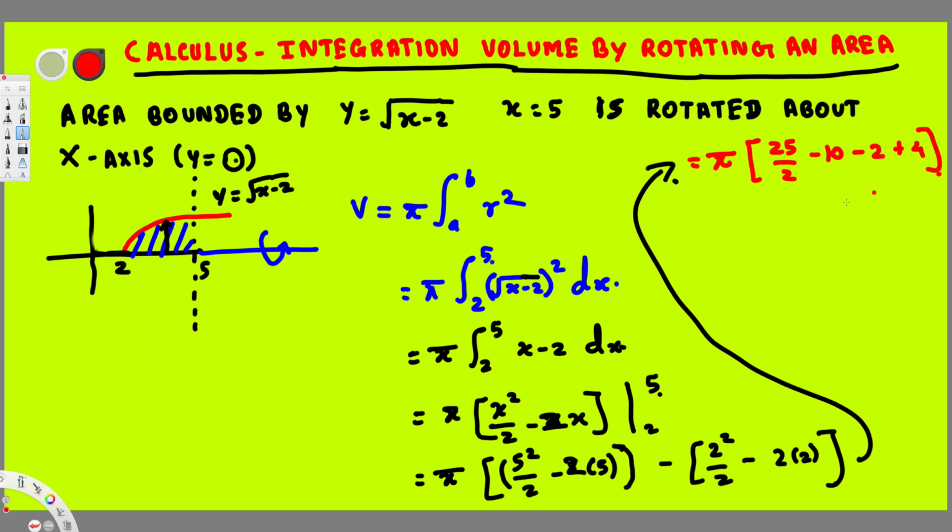Now let's simplify this one. Minus 10 minus 2, that's going to be minus 12. Minus 12 plus 4 is going to be minus 8. So 25 divided by 2 minus 8. 25 divided by 2 is 12.5. 12.5 minus 8 is going to be 4.5. So the final answer is going to be 4.5 pi, and that's going to be the volume of this shaded region.